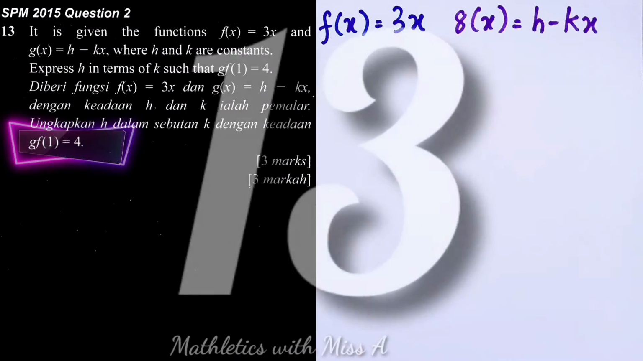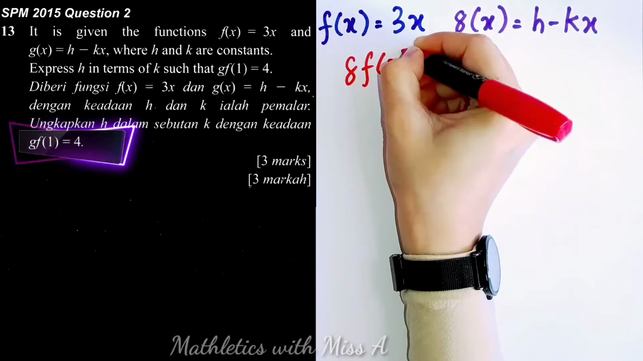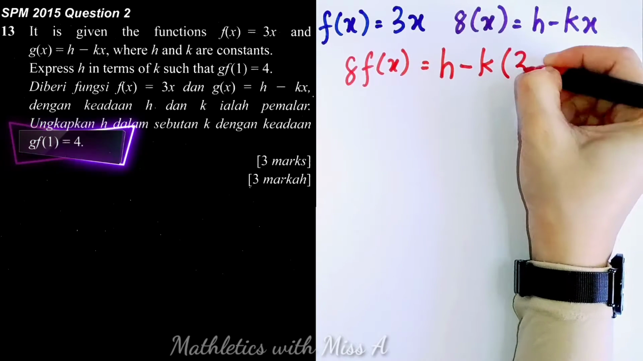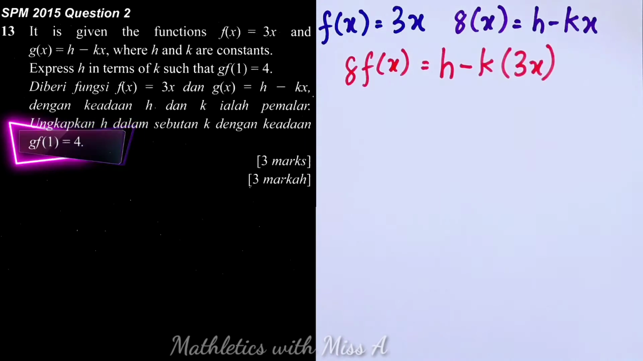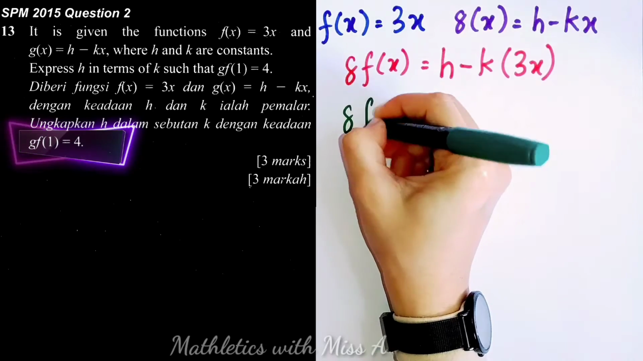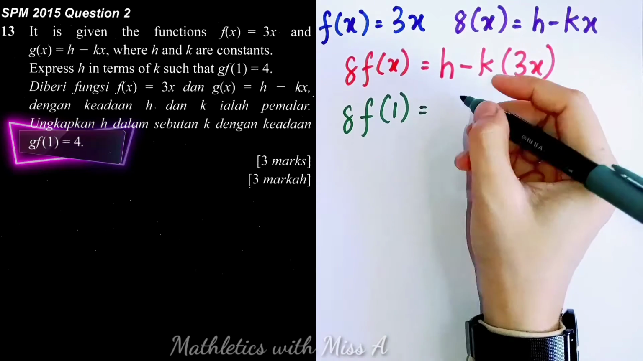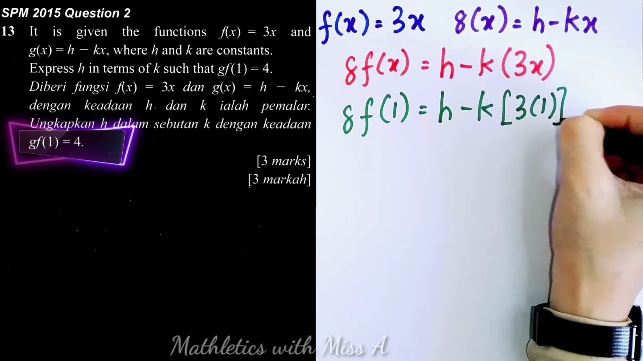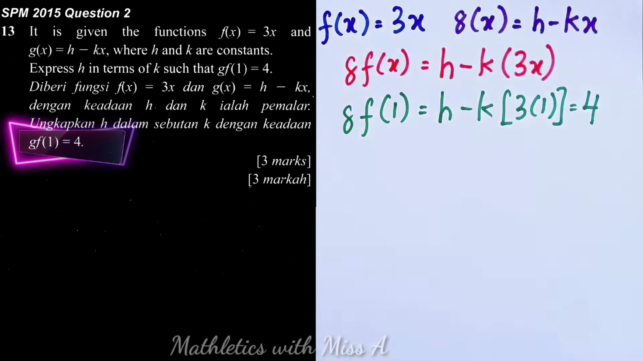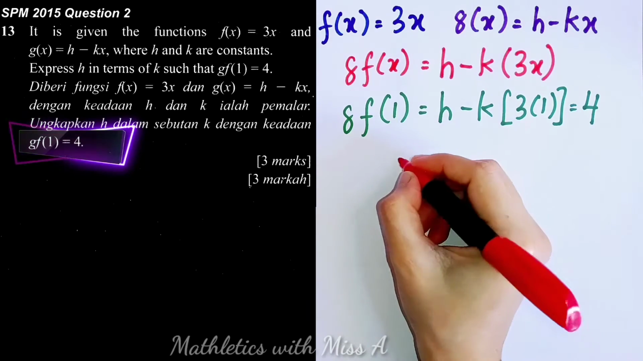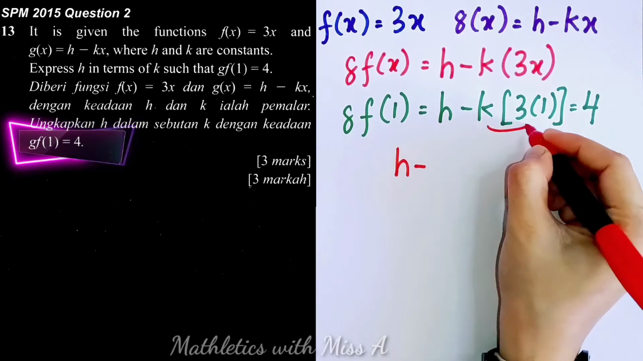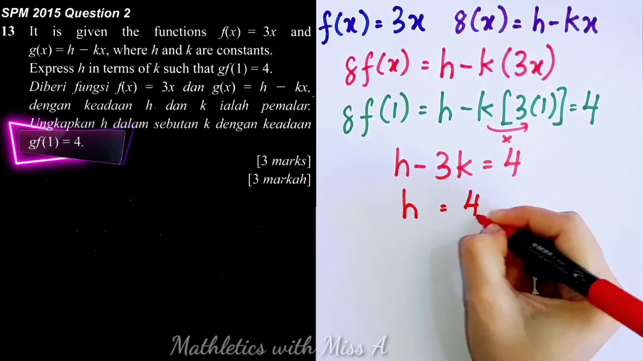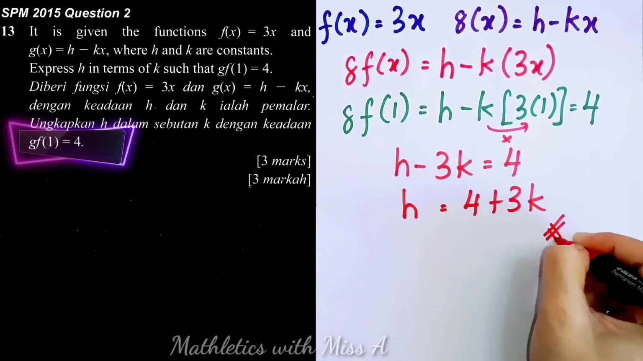Diberi fungsi f(x) equals to 3x and g(x) equals to h minus kx. So gf(x) equals to h minus k in bracket 3x. So based on the question, gf(1) equals to, masukkan nilai 1 kepada x. So h minus k in bracket 3 times 1 equals to 4. And then h minus, so expand, 3k equals to 4. So h equals to 4 plus 3k.